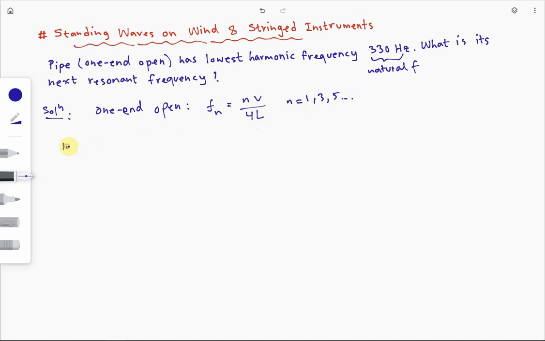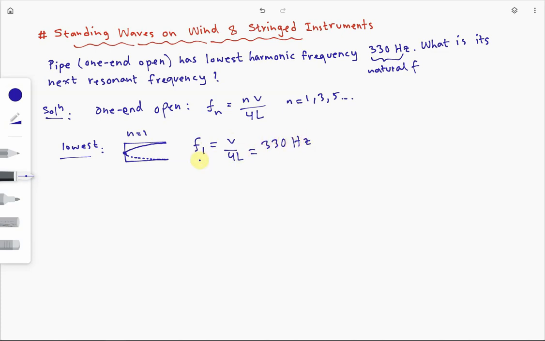What does the lowest harmonic, or the natural frequency, look like if we draw out a one end closed and one end open pipe? Well, at the closed end there is no movement of air molecules, so there must be a node. The molecules don't move anywhere. And at open ends there must be an antinode, because there is maximum movement of air molecules here, so maximum disturbance. So the harmonic shape is like this. This is the first harmonic, for which n equals 1, and the frequency is the lowest. F1 is v over 4L, and that's given to us as 330 hertz.